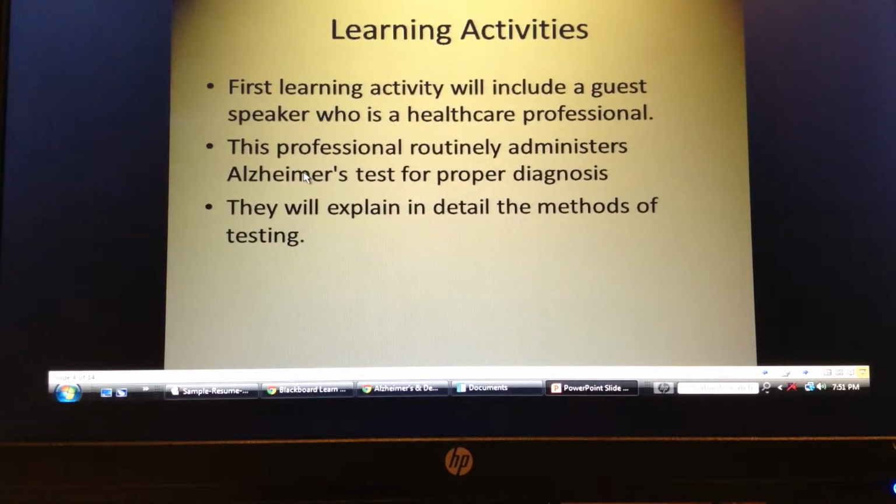A brief overview of our learning activities. Our first learning activity will include a guest speaker who is a healthcare professional. This professional routinely administers Alzheimer's tests for proper diagnosis. They will explain in detail the methods of testing.